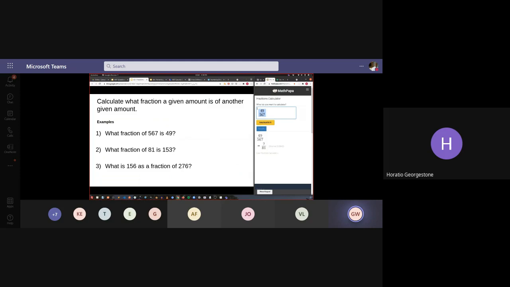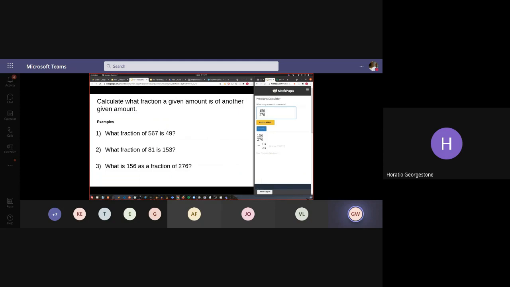The same thing again: what fraction of 81 is 153? Don't be misled by the fact that 81 is the smaller number. That doesn't matter. Fractions can be top heavy. The point is we're looking for it as a fraction of 81. So it's 153 over 81, which is 17 over 9. This one's worded slightly differently, but again, we're going to look for that word "of". That's going to be our denominator, the bottom number. What is 156 as a fraction of 276?